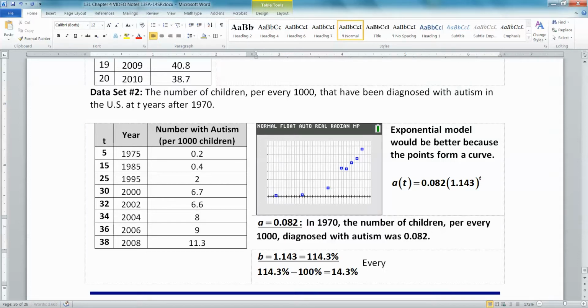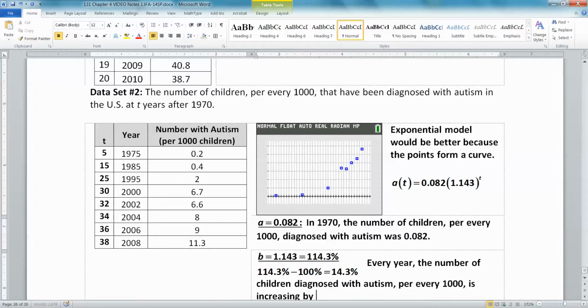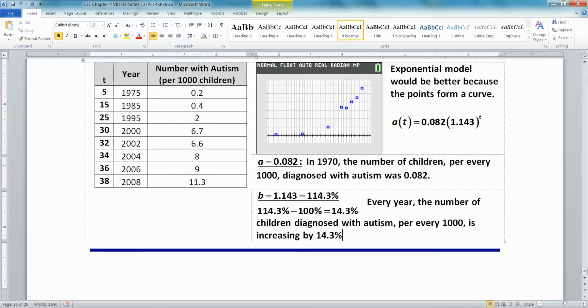So every year, the number of children with autism or diagnosed with autism per every 1,000 is increasing by 14.3%. Yes, you have to explain it all out.